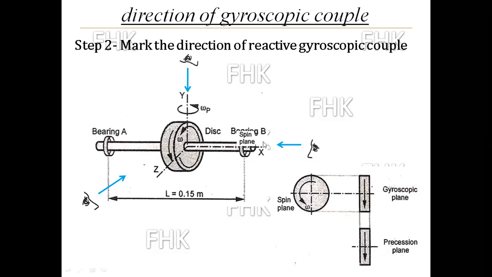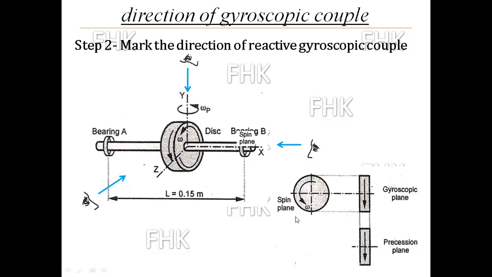From the right hand side view, you can see the actual rotation of the disc, which is in anti-clockwise direction. So I draw the anti-clockwise arrow in side view. In front view, the arrow will show downward direction, and in top view, again the arrow will show from top to bottom, that is downward direction.